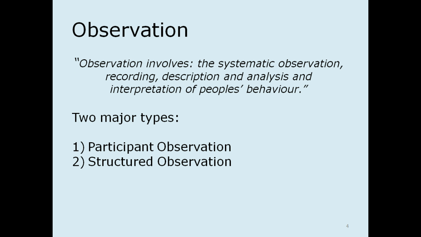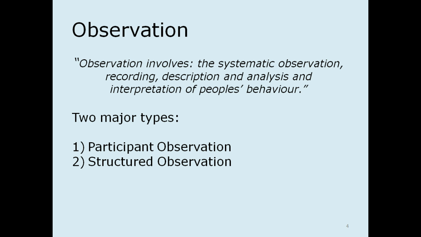First one we'll look at is observational research. Now, observational research is defined as a systematic observation, recording, description, and analysis and interpretation of people's behaviour. Observation, as it says on the tin, is about watching people and watching situations, and trying to understand what's going on and trying to understand their behaviour, or just understand what actually is going on within a situation.